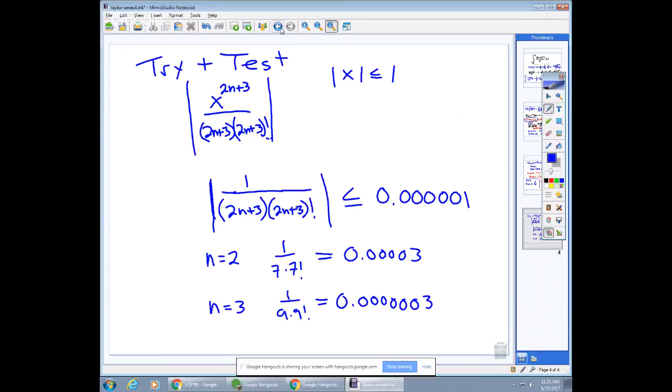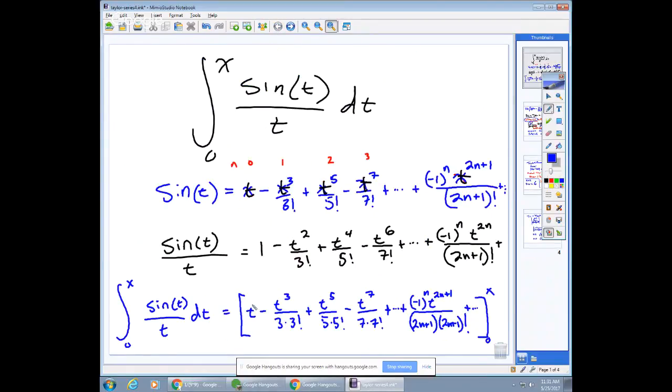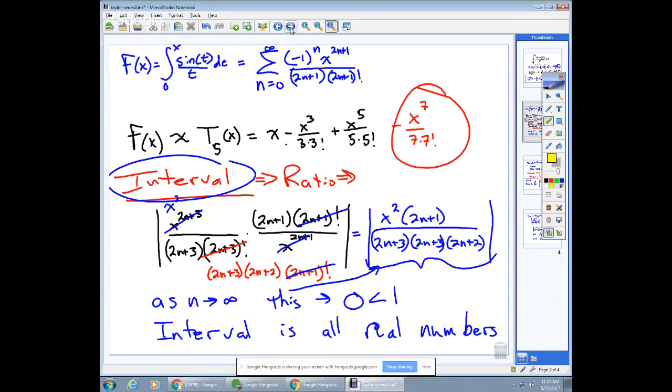Well, looking back at my polynomial over here, n equals 0, 1, 2, 3. I would have to go up to the 7th term to be that accurate. So I would need all of this right here, because what term is after the 7th power? It would be the 9th power, which is the error approximation that we just tested, right here.